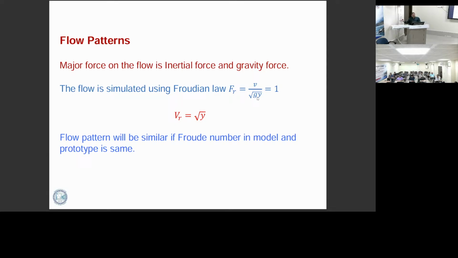So this is open channel hydraulics, the prototype is an open channel. So gravitation there and here are both the same, so it gets nullified. So V is equal to root of y. Whatever the scale you get, the velocity in the model has to be multiplied by root of the depth scale, and you get the prototype velocity. That's why V is equal to root of y. So the flow pattern will be similar if the Froude number in the model and the prototype is the same.